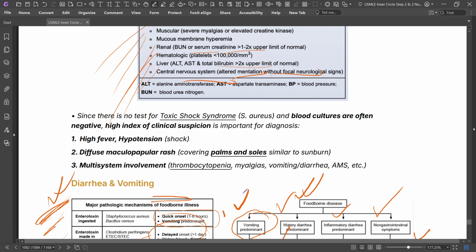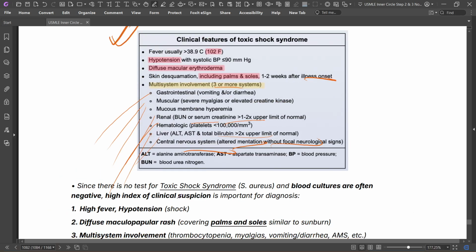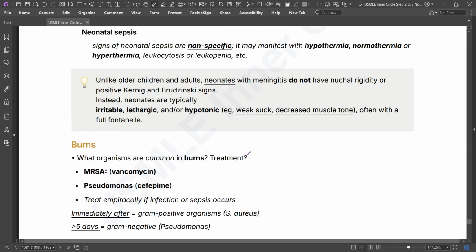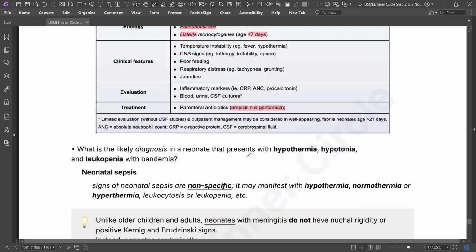Since there is no test for toxic shock syndrome, Staph aureus blood cultures are often negative. It relies on high clinical suspicion: high fever, hypotension, diffuse macular rash covering palms and soles similar to sunburn, and multi-system involvement, thrombocytopenia, myalgia, vomiting, altered mental status. That is all about toxic shock syndrome.